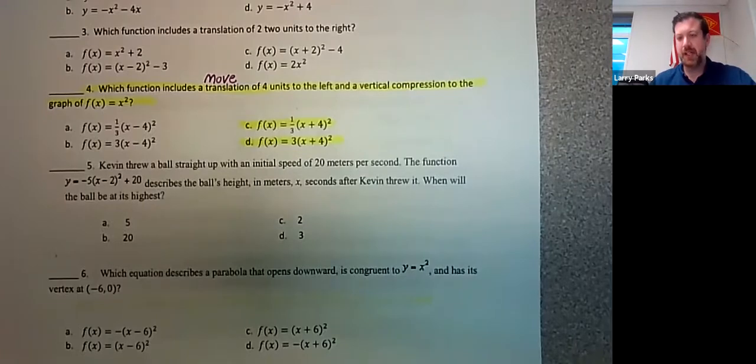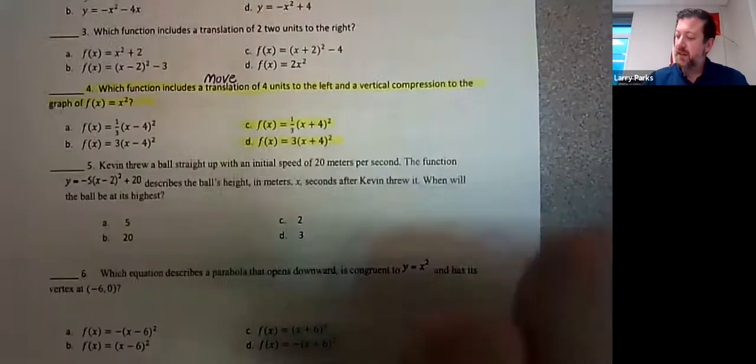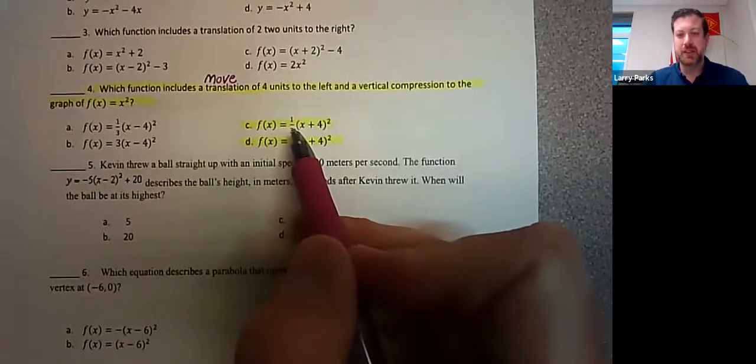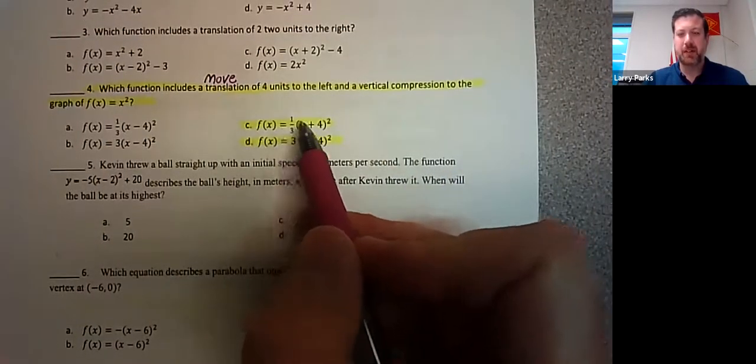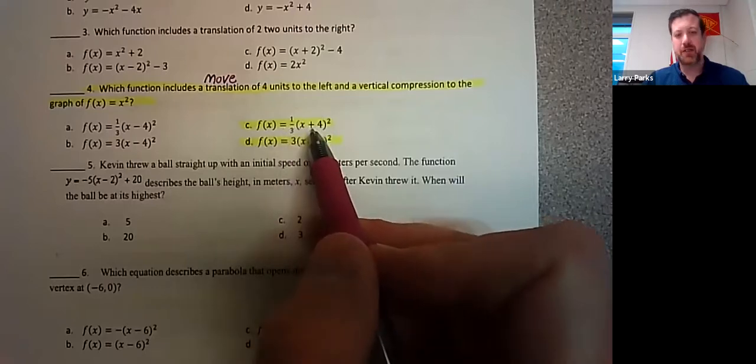And then a vertical compression. To be a compression, to make it wider, it needs to be a fraction between 0 and 1. So I would say 1/3. 1/3 is between 0 and 1. So this will cause it to have a vertical compression and also shift it 4 units to the left.